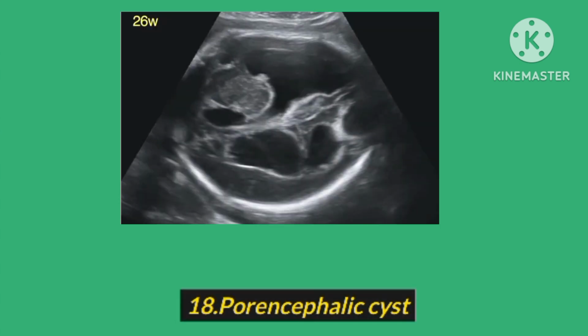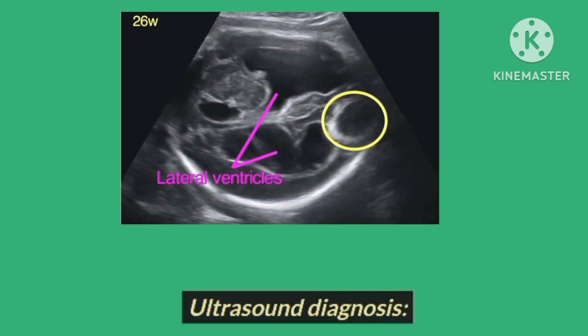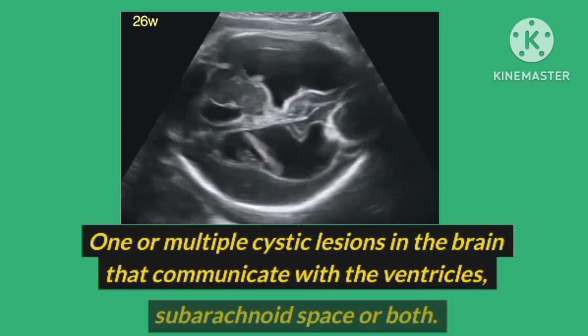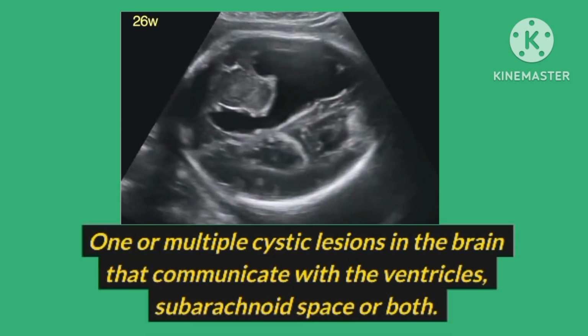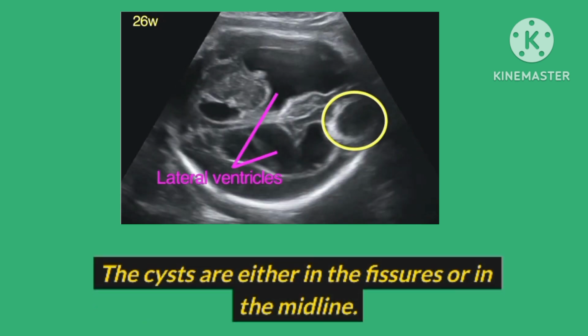Number 18, porencephalic cyst. Ultrasound diagnosis. One or multiple cystic lesions in the brain that communicate with the ventricles, subarachnoid space, or both. The cysts are either in the fissures or in the midline.